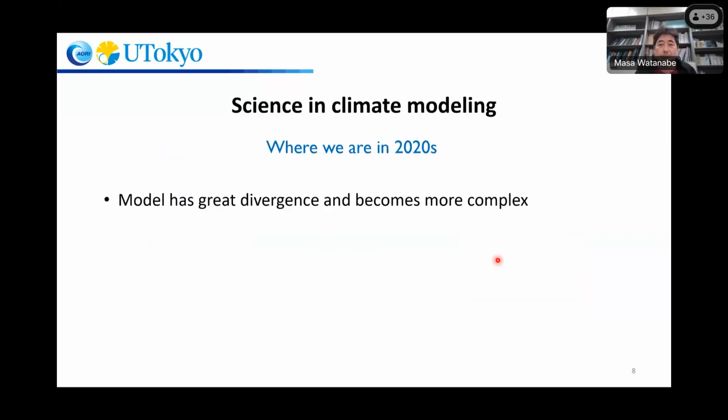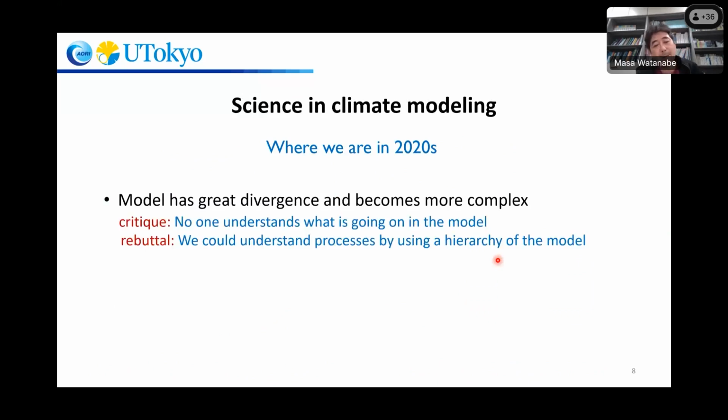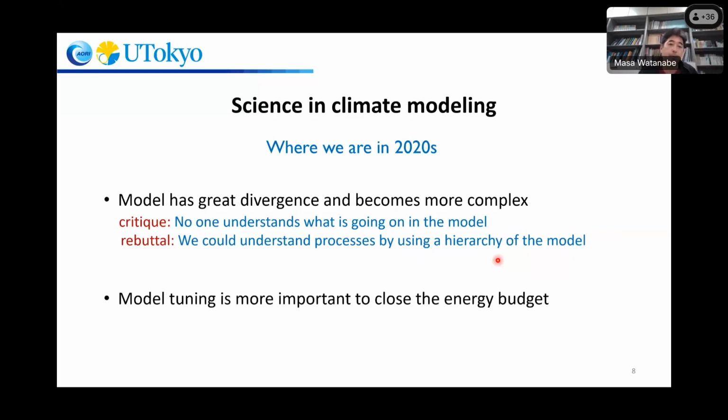And we are here in the 2020s, and the models now have a greater divergence, and have become more complex. There may be a critique that with such a complex model, no one could understand what's going on in the model. But we could make a kind of rebuttal to such a critique, because we could understand processes by using a hierarchy of models from the very complex one to the idealized one, or the component.